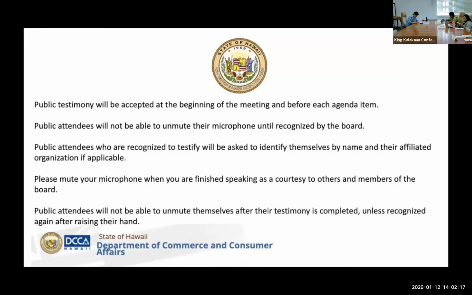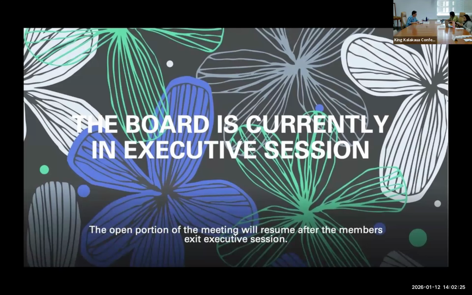Public attendees will not be able to unmute themselves after the testimony is completed unless recognized again after raising their hand. At some point during the meeting, the board may choose to move into executive session. When the board moves into executive session, the board members' microphones and video feeds will be turned off, and a similar screen as you see now will be displayed. When the board returns from executive session, their microphones will be turned on as well as their video cameras.